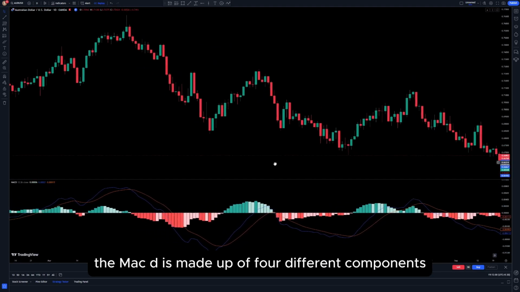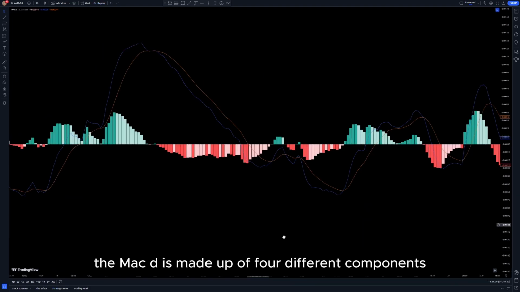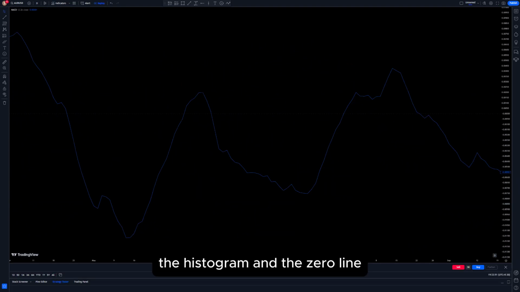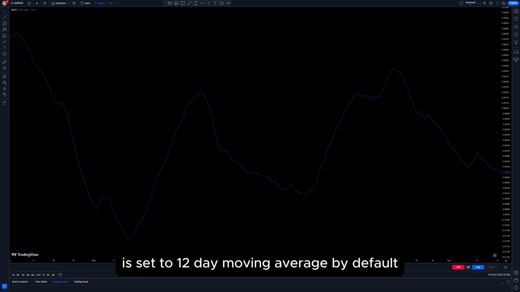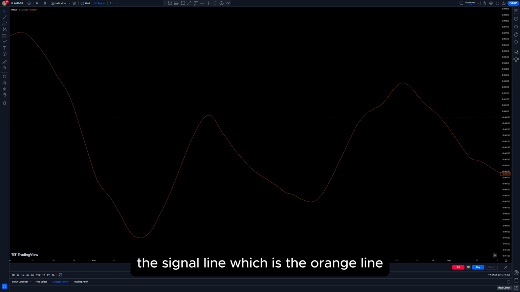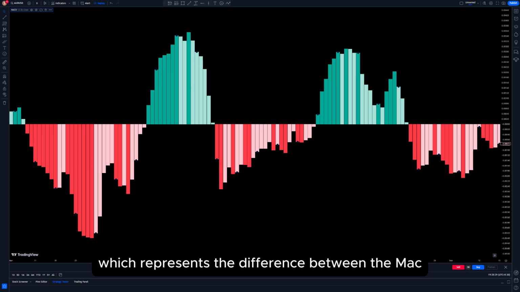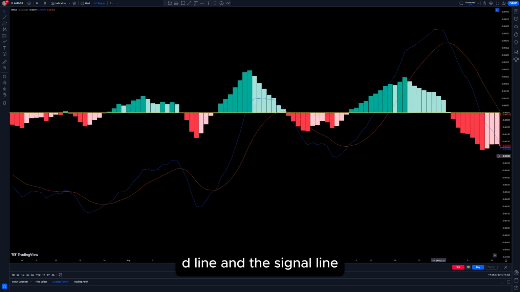The MACD is made up of 4 different components: the MACD line, the signal line, the histogram, and the zero line. The MACD line, which is the blue line, is set to a 12-day moving average by default. The signal line, which is the orange line, is set to a 26-day moving average by default.